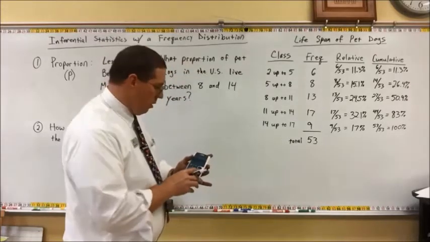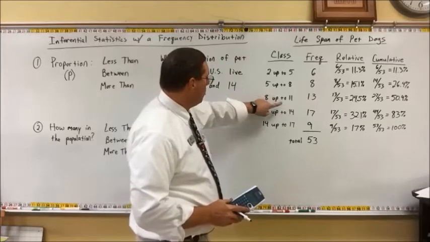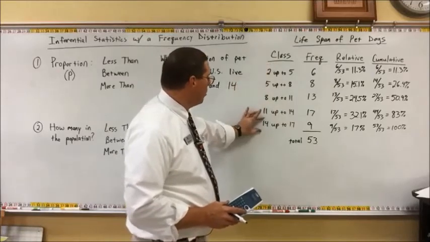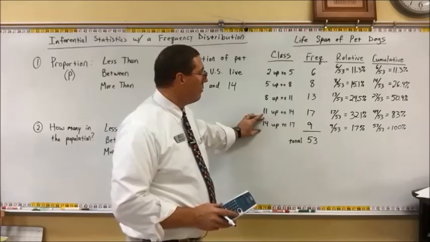All right, so now it's only 2 classes. It includes 8 up to 11 and 11 up to 14, but it doesn't include these 2 down here, and it doesn't include this 14 up to 17 up here. And let me show you a clever way to do this.